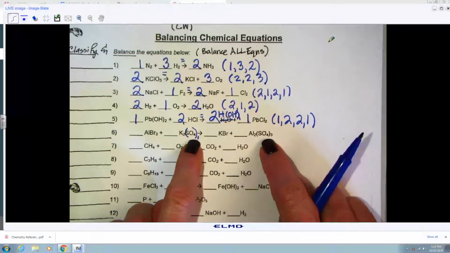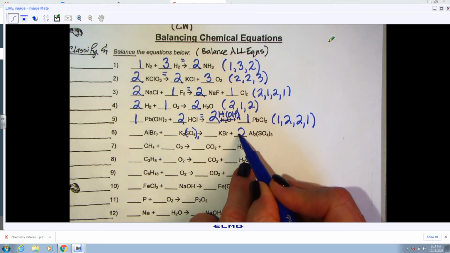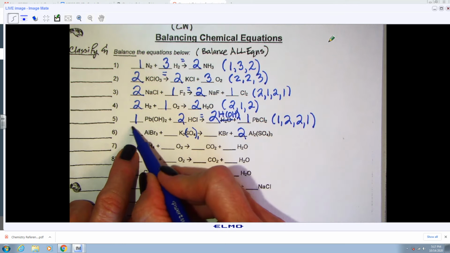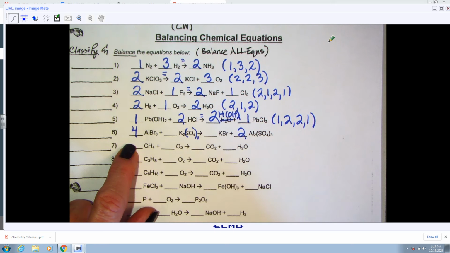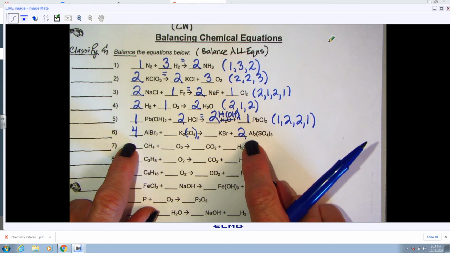All right, so let's start. I'm going to go ahead and start with the strategy that I mentioned earlier, and it has to do with odd numbers. So there's an odd number 3 here, so I'm going to go ahead and multiply this whole thing by 2. That gives me 4 aluminums. 2 times 2 is 4 aluminums, so come here and put a 4. 4 times 1 is 4 aluminums. So I have 4 aluminums here and 4 aluminums here.